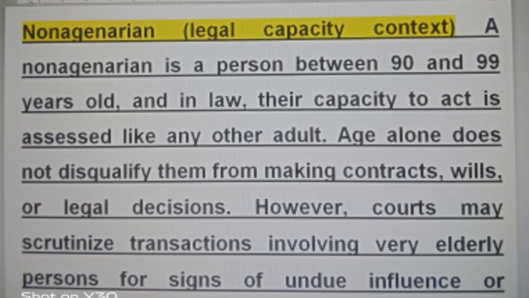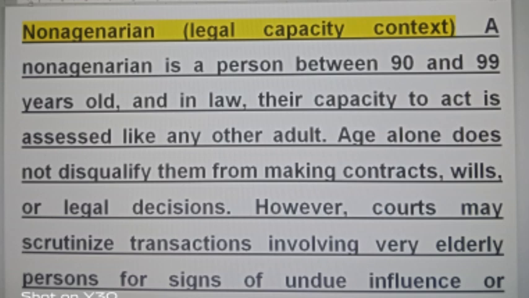The next term is nonagenarian, legal capacity context. A nonagenarian is a person between 90 and 99 years old, and in law, their capacity to act is assessed like any other adult.